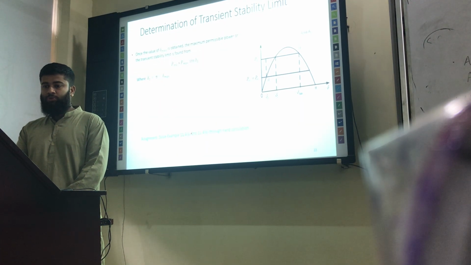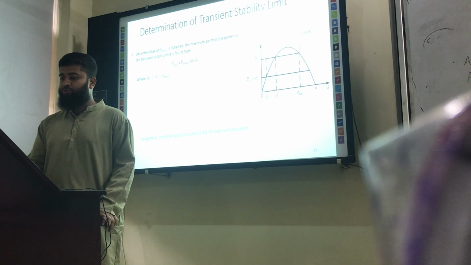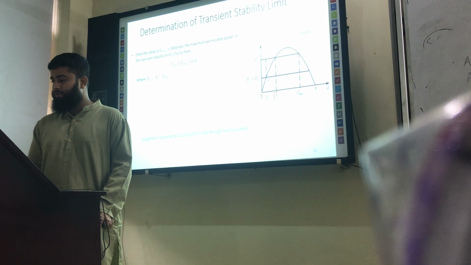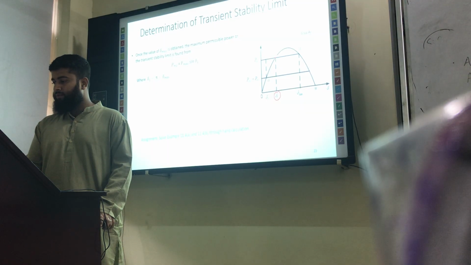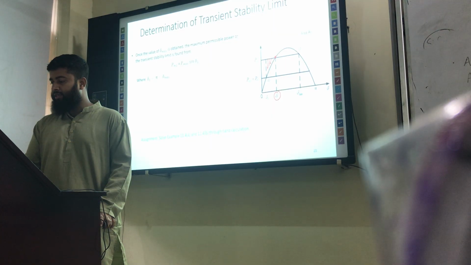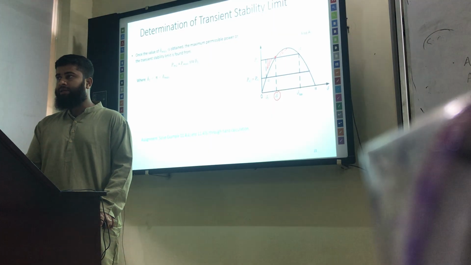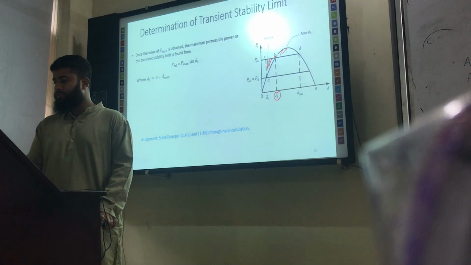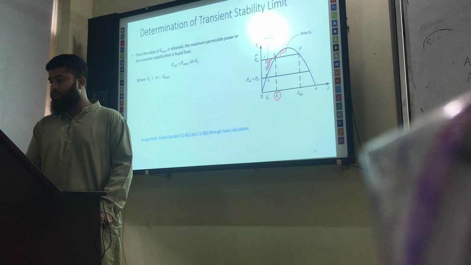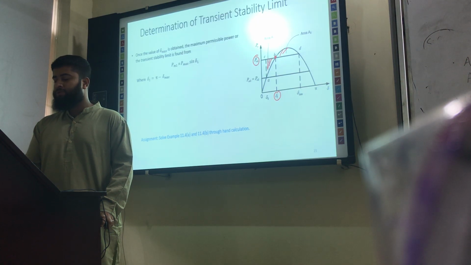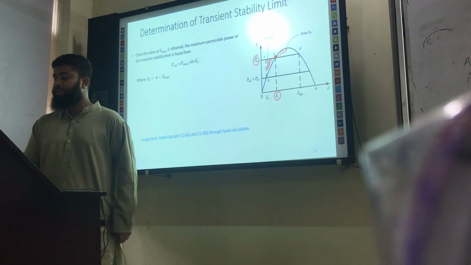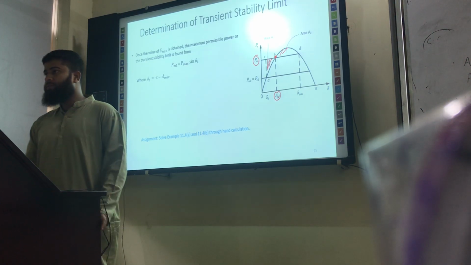Once delta max is calculated, we can find the value of delta 1, because delta 1 means the point P. This is the point of intersection, because on this side is the accelerating area and on this side is the decelerating area, right? It is important to know the PM1 value, because PM1 is actually the P value at this point. So what is P at this point? It is P max sine delta 1, right?